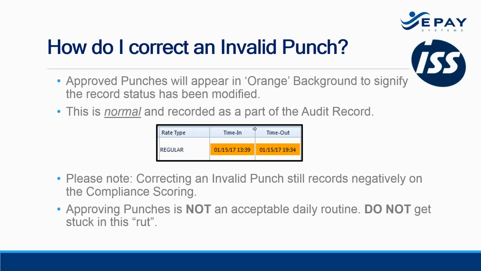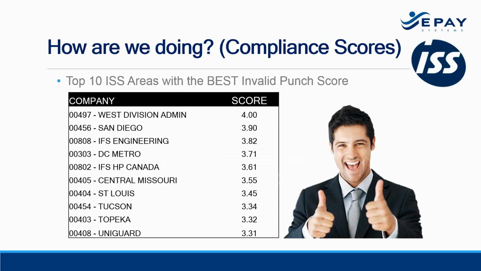So let's look at who are our top 10 right now as it relates to invalid punch scores. From a compliance standpoint, these 10 locations or these 10 ISS areas have the best invalid punch score. I'm not talking about overall score. We're looking specifically at the metric of invalid punches. For those that are not familiar with this screen, a 4.0 is the highest score that you can get. That means you have a perfect score, you have no invalid punches at that site.